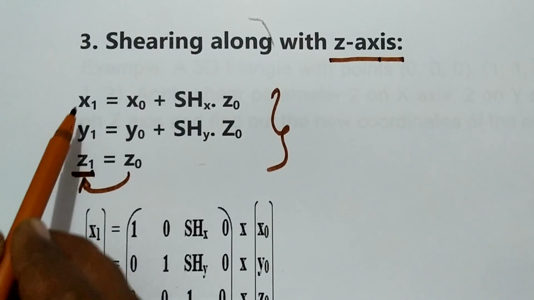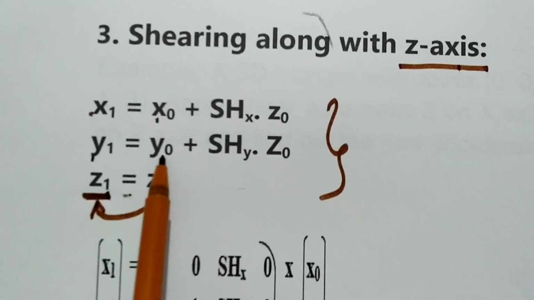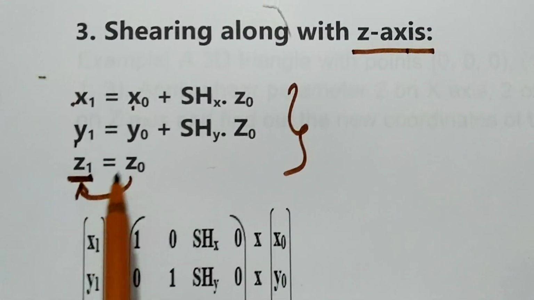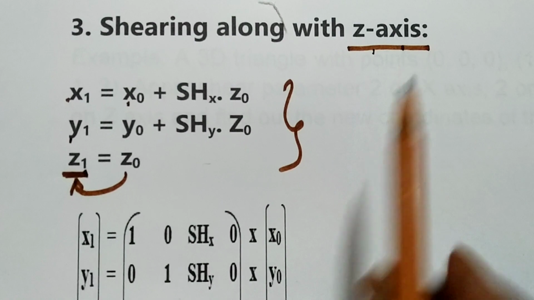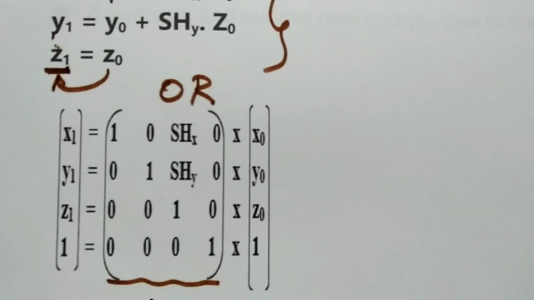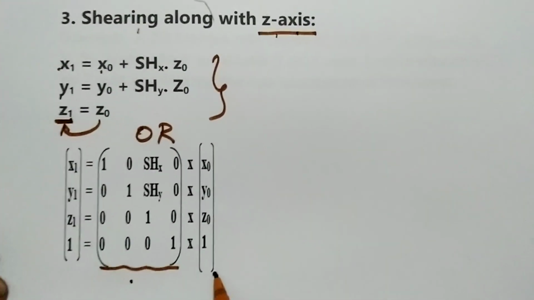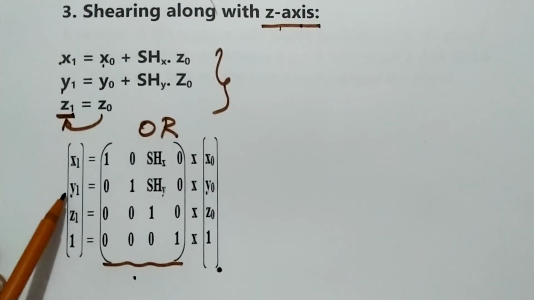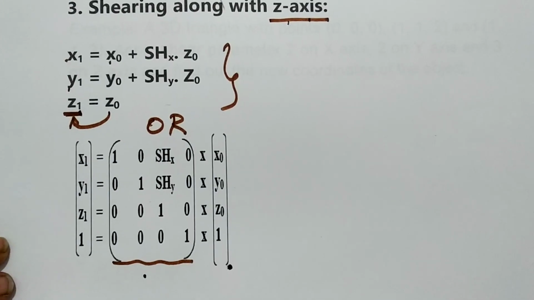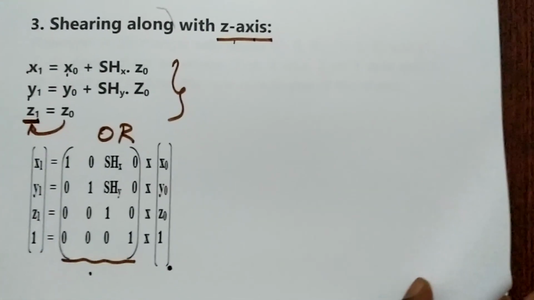But what about the opposite values x1 and y1? x1 and y1 we will get from the old values of x and y along with what? The shearing parameter. This is the equation you can use to perform shearing along the z-axis, or you can use a matrix form. In the matrix form, this is called what? The shearing matrix. And this shearing matrix you need to multiply with the old coordinate values of a 3D object. We will get the new coordinate values of the 3D object after the shearing technique. Now, till now we have discussed three ways of performing shearing: along the x-axis, y-axis and z-axis.